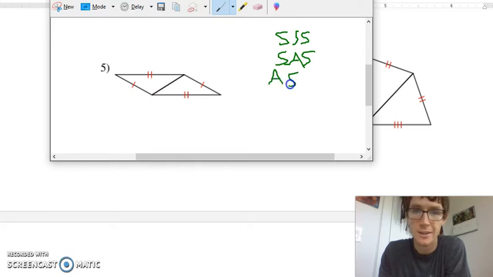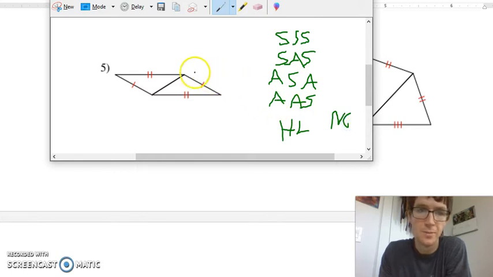ASA, AAS, and HL, and then there's the option that they're not congruent. So for this one, whenever you see 2 triangles that are connected at a side, that's one of the sides. So I'm actually going to add a 3 tick mark here. Basically what that means is that this side on this triangle matches this side on that triangle. And that should kind of make sense.